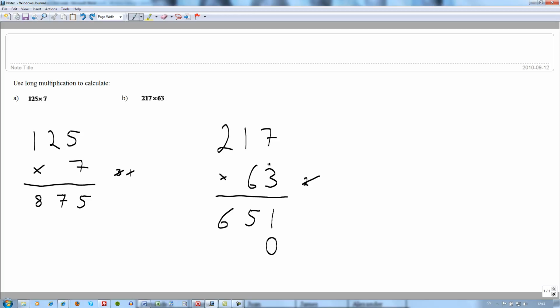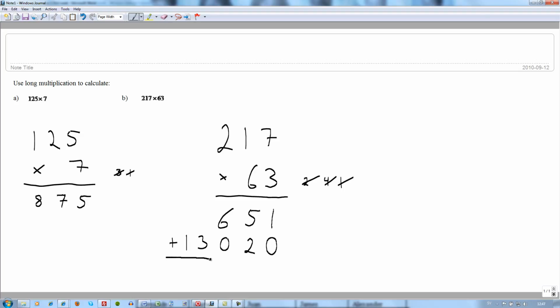6 times 7 equals 42. Write down the 2. Write down 4 here, so we remember. 6 times 1 equals 6, plus 4 is 10. Write down 0 and remember the 1. 6 times 2 equals 12, plus 1 equals 13.